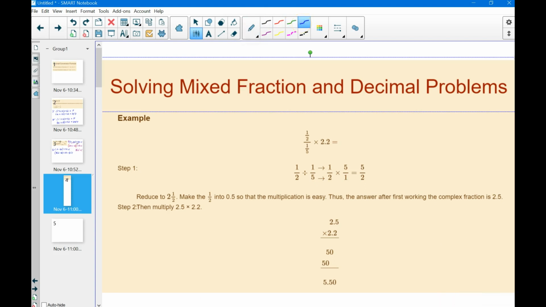Looking right here, you see that we have a complex fraction, multiplied by a decimal right there. We're like, really, oh my. Well, not so bad. Break it down into pieces that we can deal with, right? So we have 1/2 divided by 1/5, which basically this piece turns into this piece right here.